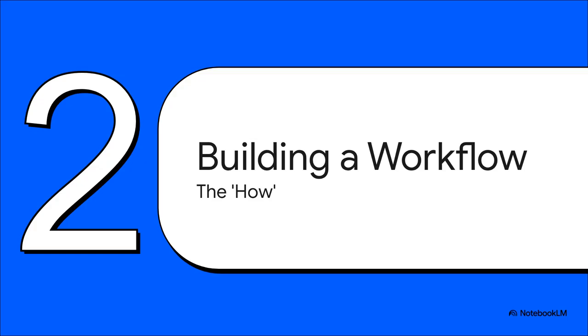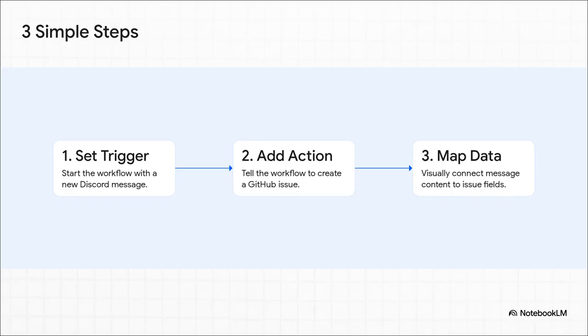All right, enough talk, right? Theory is great, but let's actually see how this thing works. We're going to build that exact workflow we were just talking about, the one that automatically turns bug reports from a Discord channel into nice, clean issues inside a GitHub repo. And you'll see, the whole process is incredibly simple. It really just boils down to 3 steps. 1, we set our trigger. What's the thing that kicks this whole process off? In our case, it's a new message in our bugs channel on Discord.